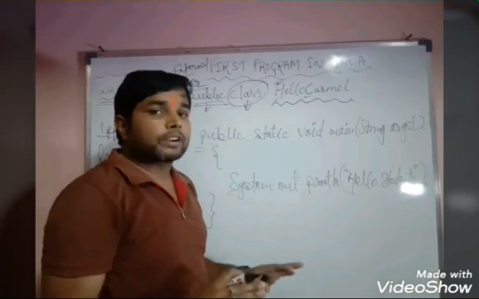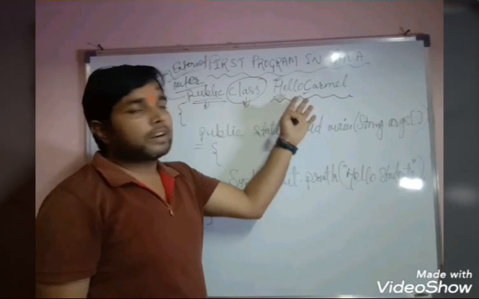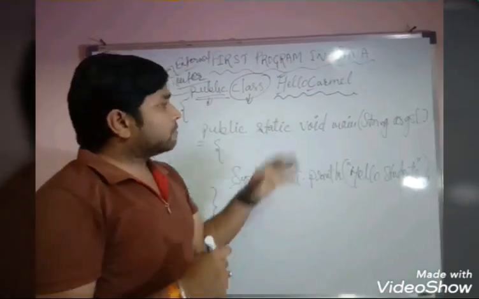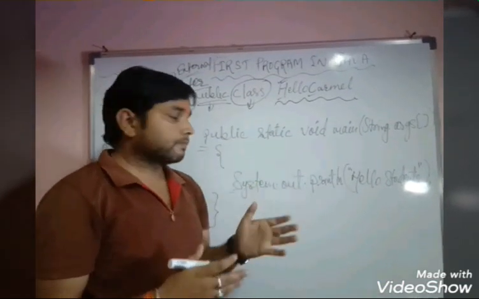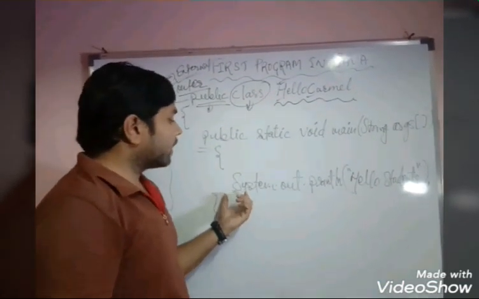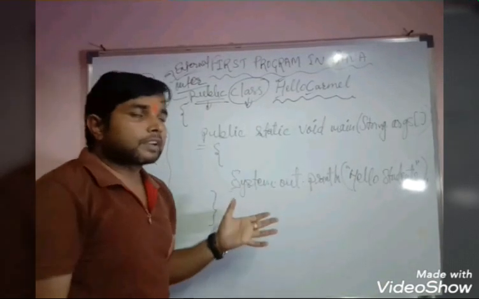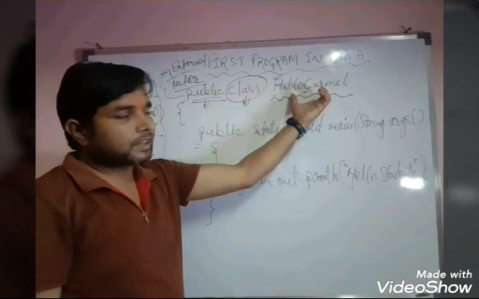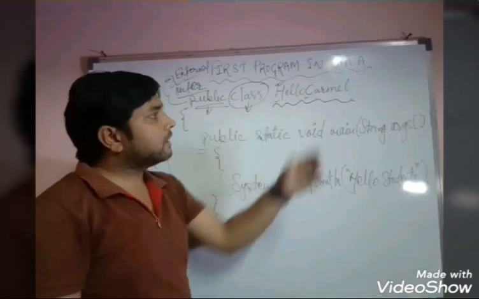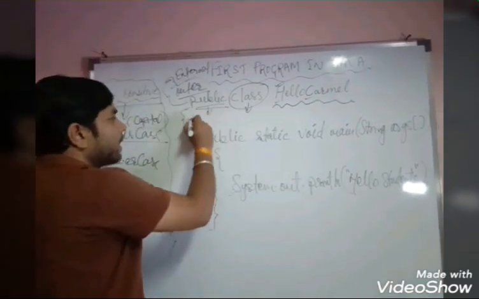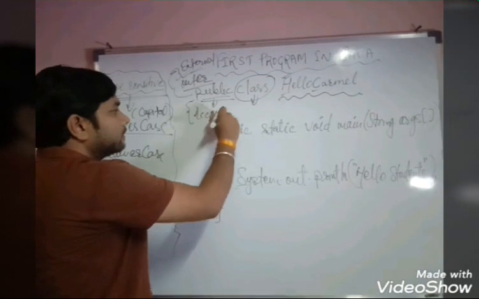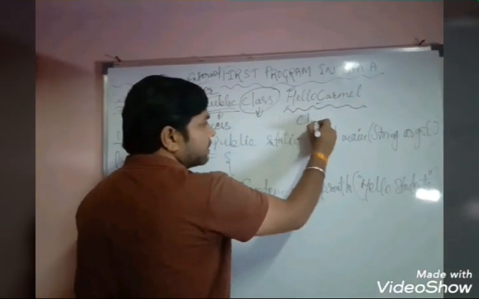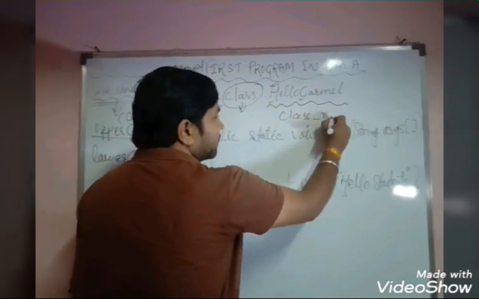This is not an important rule. You can use a small letter also, but you can see in every program the first letter of all the classes will be a capital letter. So we are also using the first letter of the class as a capital letter. So HelloCarmel is the class name. This is the access specifier, then this is the class keyword, and this is the class name.